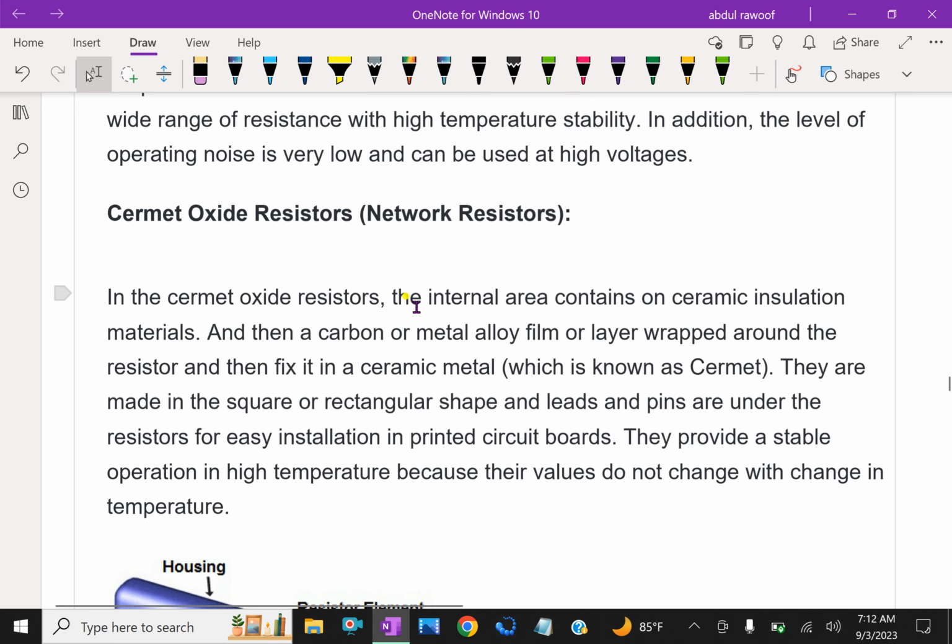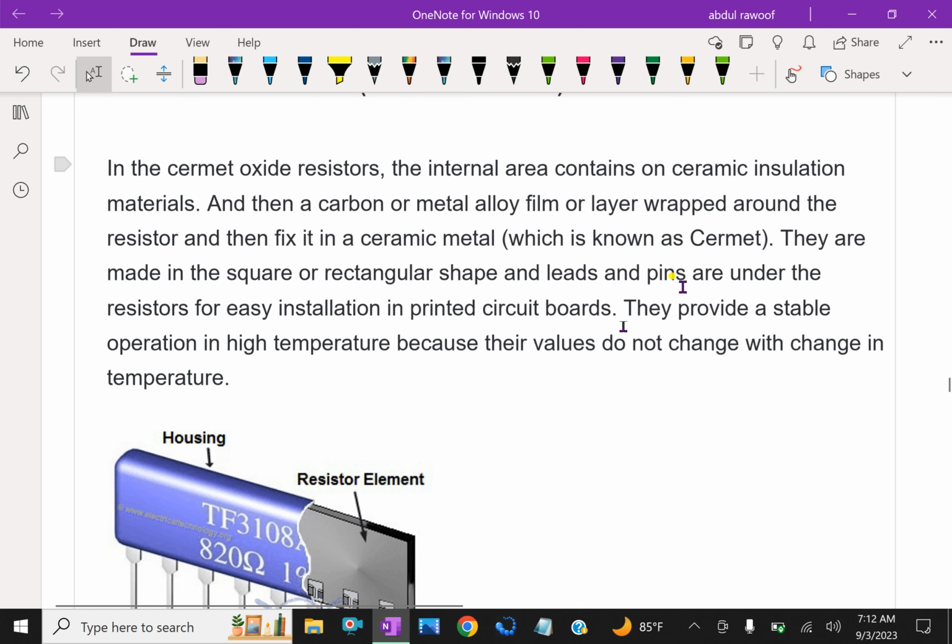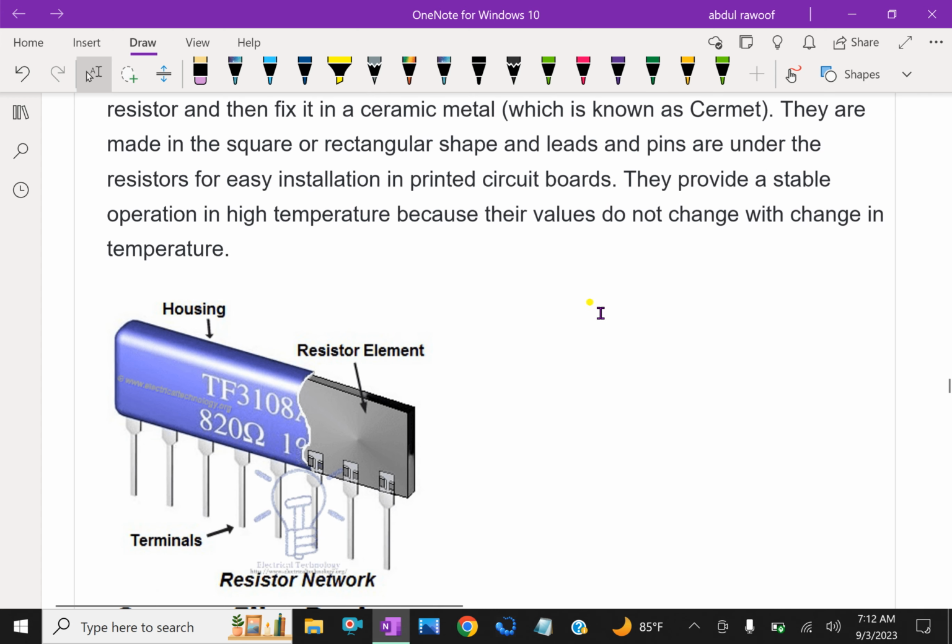Cermet or oxide resistors, network resistors. In cermet oxide resistors, the internal area contains ceramic insulation material, and then a carbon or metal alloy film or layer is wrapped around the resistor and fixed in a ceramic metal, which is known as cermet.